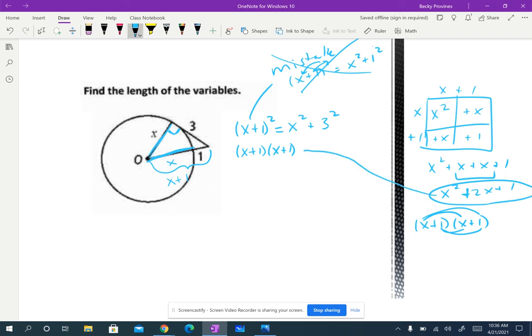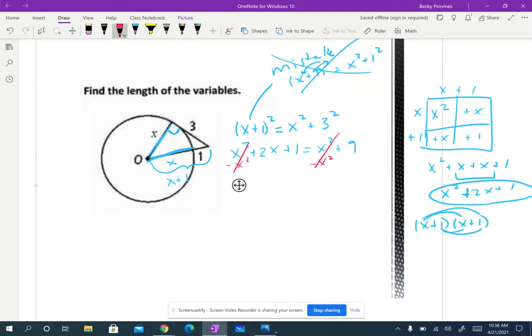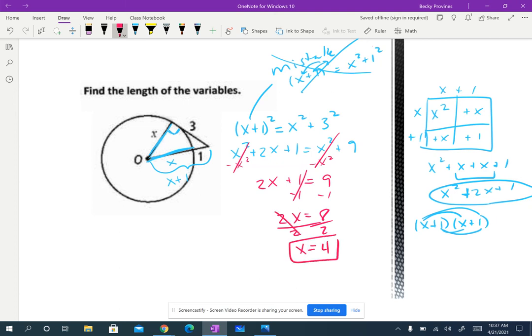Okay, so we know this answer, right? It's right here. I'm just going to bring it up to save room. This is x squared plus 2x plus 1. Now, this looks really gross, but look what happens. This is nice. If you subtract x squared to the other side, you notice they cancel away. Awesome. Now, so 2x plus 1 equals 9. Now it's easy to solve. 2x is 8. Divide both sides by 2. X is 4. Ta-da!